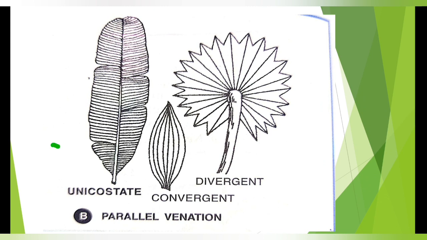So it is your unicostate parallel venation. It is multicostate convergent type. It is multicostate divergent type.